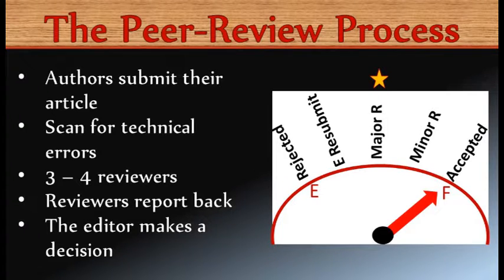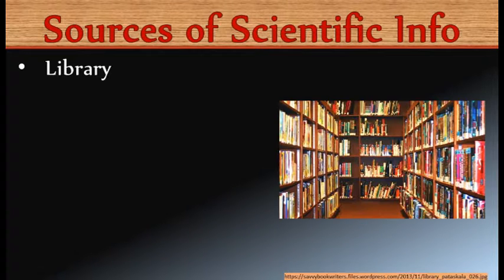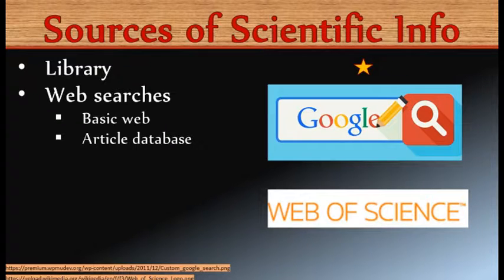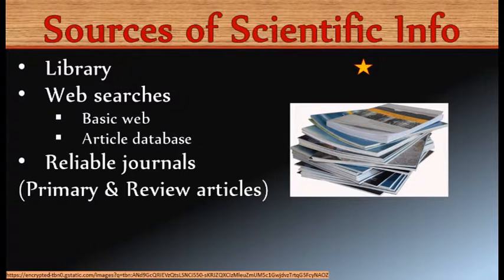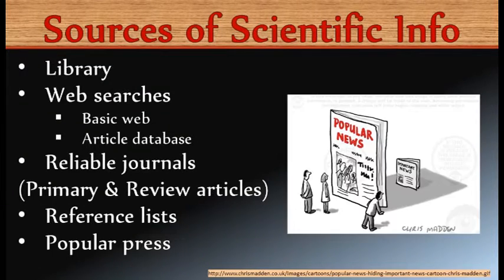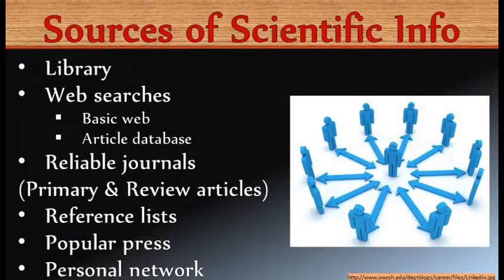You can find scientific articles in the following sources: the physical library from your school or neighborhood, web searches either through a Google type search or through an article database, reliable scientific journals, reference lists from articles you've already read, the popular press like magazines, the newspaper, but be careful with these ones and make sure to look at the original source. And then, often overlooked, personal networks are also important to find scientific information.